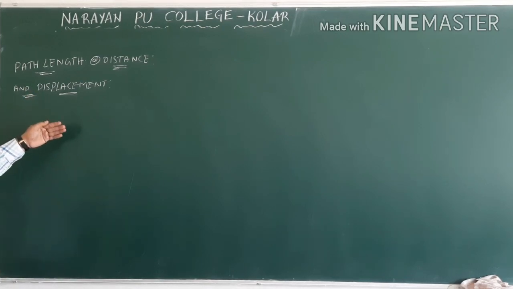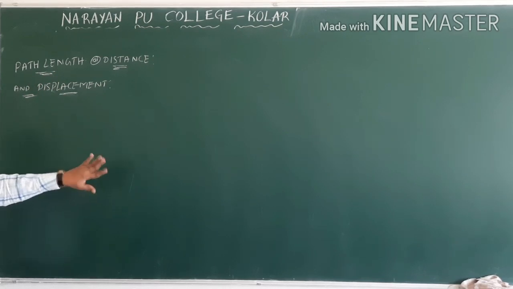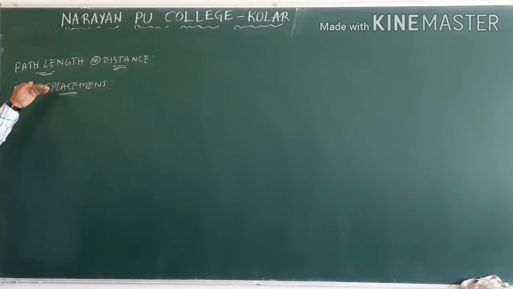Once you understand all these, whenever you apply them, you will get the answers. Otherwise it is simply the book definition, what I wrote here and what you wrote in your notebook. So you have to apply this after knowing the definition. Now, path length, and the name itself is there.